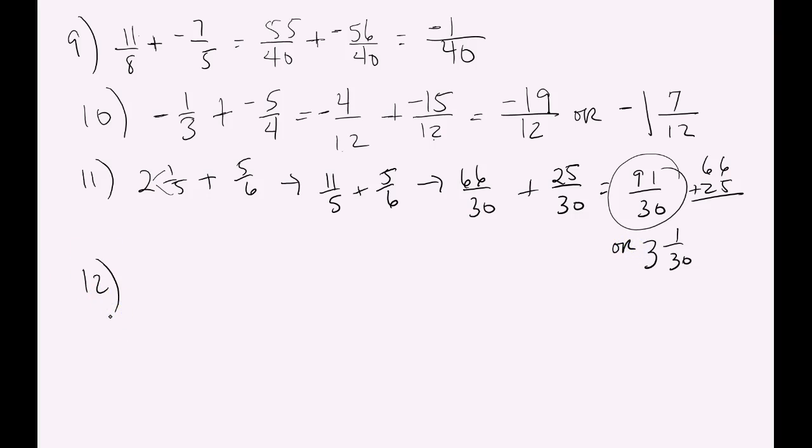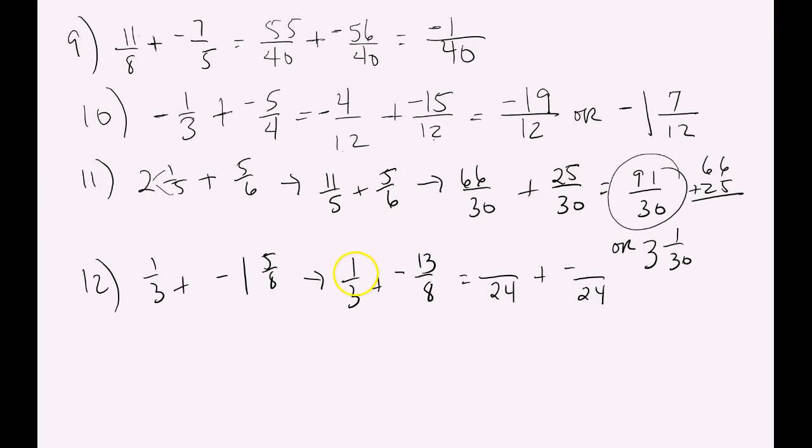Number 12. 1/3 plus a negative 1 5/8. Okay, so first things first, change that to an improper. So 1/3 plus a negative, that would be 8, 9, 10, 11, 12, 13 eighths. Now they have a different denominator, so we need to make the same denominator. So what does 8 and 3 both go into? How about 24?